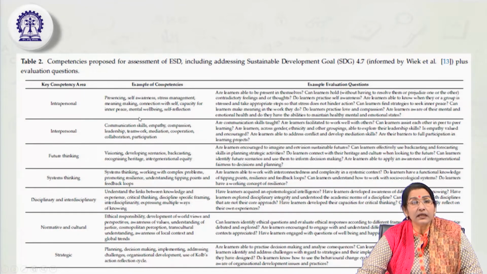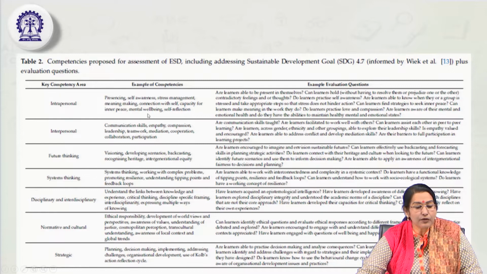It can help us in stress management and in interpreting different kinds of situations, that is, in meaning making, connection with the self, capacity for inner peace, mental well-being, and self-reflection. So, intrapersonal competency helps us not only in understanding our own self, but it enhances our self-efficacy, adaptability, our ability to deal with stress, and meaning making for any kind of goals, objectives and activities. We can connect not only with our inner self, but also have the capacity to establish a good, healthy relationship with others.